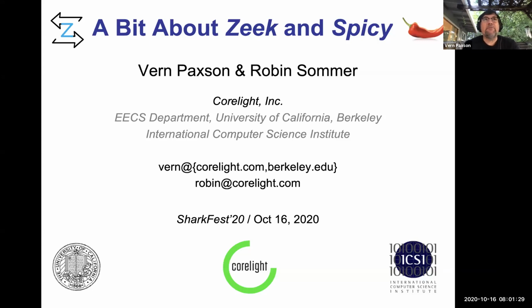One of the points I'll touch on in the talk is that our communities haven't really overlapped as much as maybe they could, and I think there's a lot of potential there. I'm Vern Paxson. I'm a professor at UC Berkeley and chief scientist at Corelight. A lot of the work done here was done at the International Computer Science Institute, which I'll be talking about. I'll briefly introduce Robin when I hand it off to him about halfway through the talk.